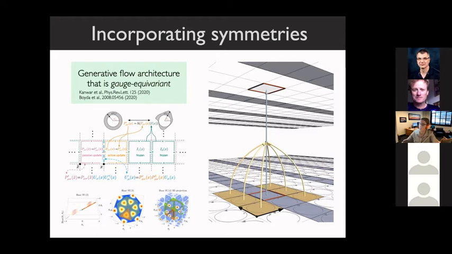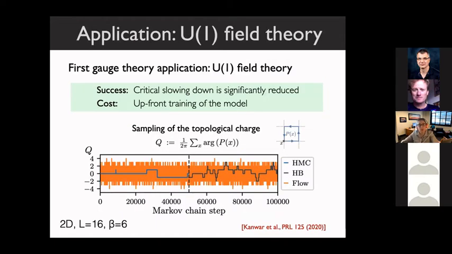And in doing this, you can also show that the same successes you see for scalar field theory also apply to gauge theories. So in a U(1) field theory, you again see that you can significantly beat down this critical slowing down, again at the cost of upfront training of the model. So here's just an example showing a sampling of the topological charge. This is basically the winding number of the gauge field. So the Atiyah-Singer index theorem tells you that it's quantized.